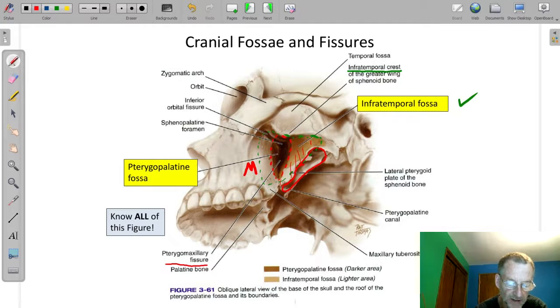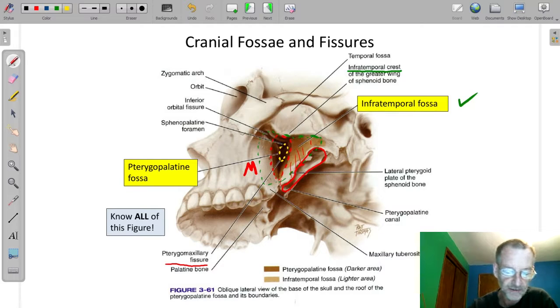And we wind up with this red dashed line forming the pterygomaxillary fissure. And then the pterygopalatine fossa is deeper yet. You keep drilling in further and further, and then you come to this little region about the size of a pea or a large lentil, which is the pterygopalatine fossa. So it's deep in the infratemporal fossa.